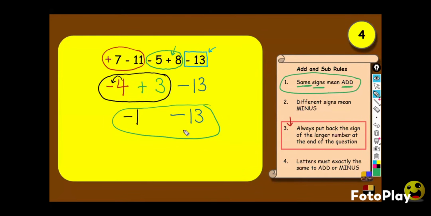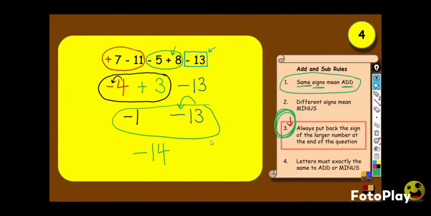Same signs mean add. Minus and a minus, right? So add 1 and 13. Picture 1 and 13 in your head. You get 14 when you add them. Who's larger? Mr. 13. What sign does the 13 carry? Minus. That is your final answer, guys. When you boil down that whole question, you get minus 14. You see how we did it? We did it 2s in pairs, right?